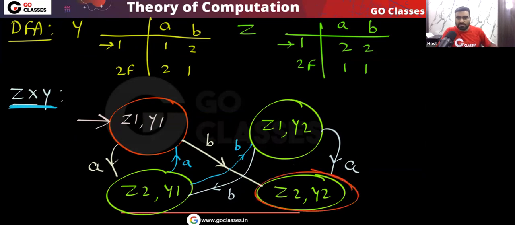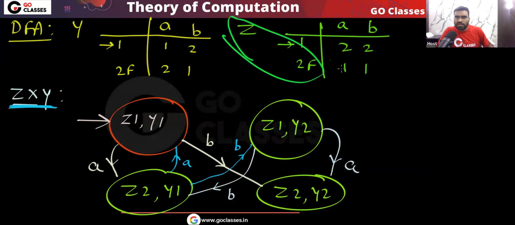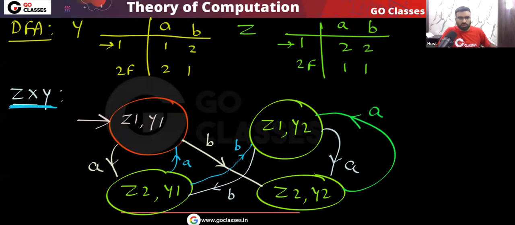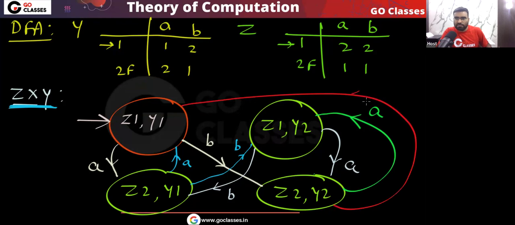Okay, what about this state? Z2, Y2. On symbol A, where will we go? This Z2 on symbol A will go to Z1, and Y2 on symbol A will go to Y2. So Z1, Y2. Yes, correct. So on symbol A, we will go to this state. And on symbol B, where will we go? We will go to Z1, Y1. On symbol B, we will go to Z1, Y1.